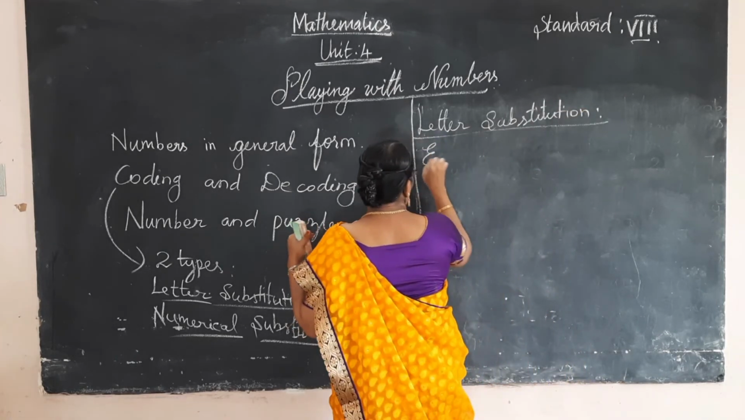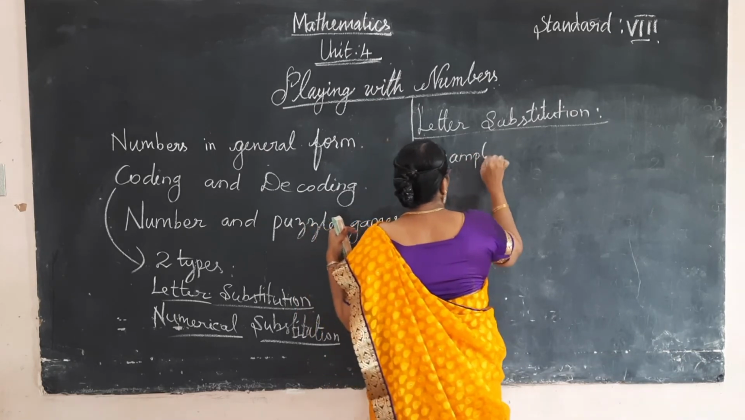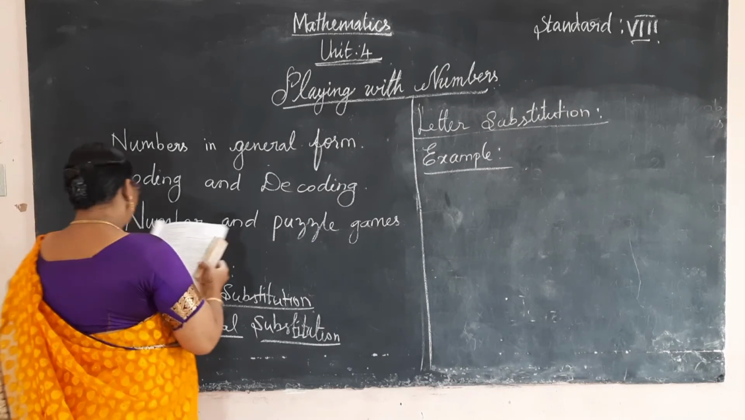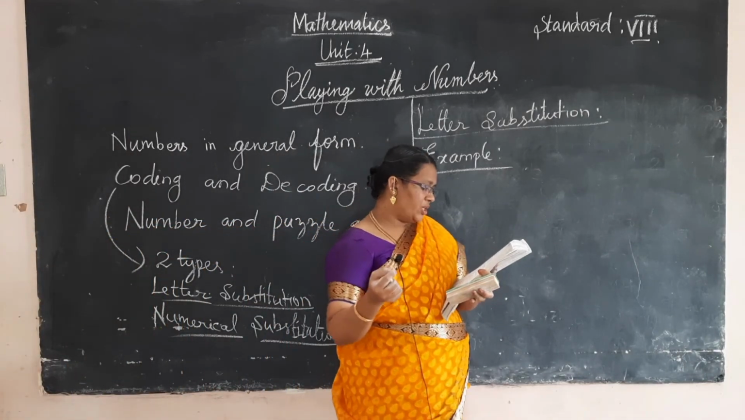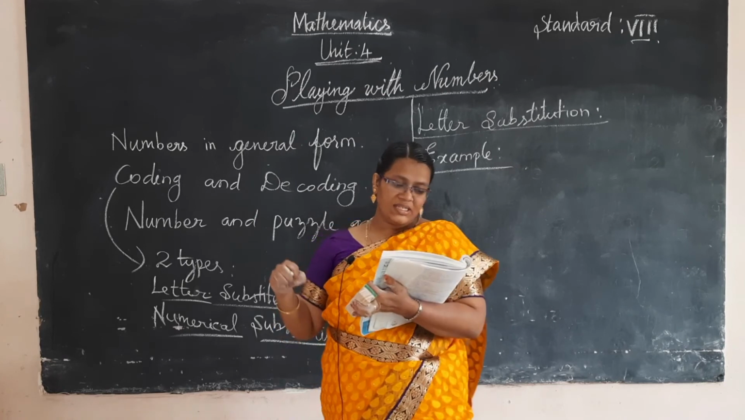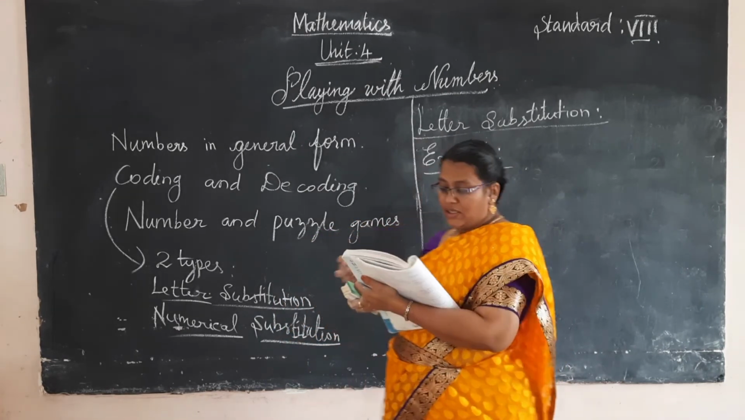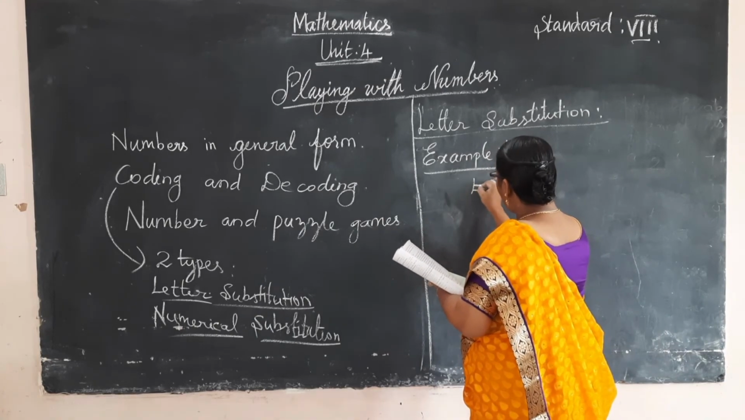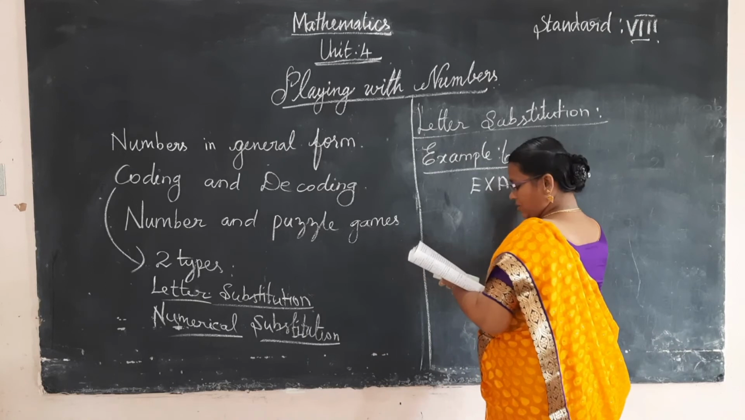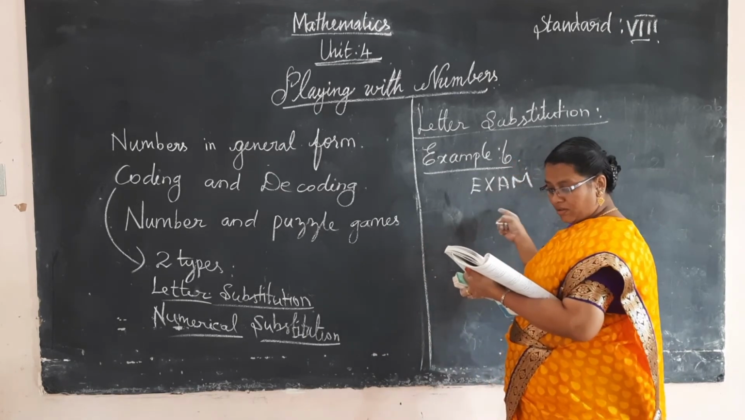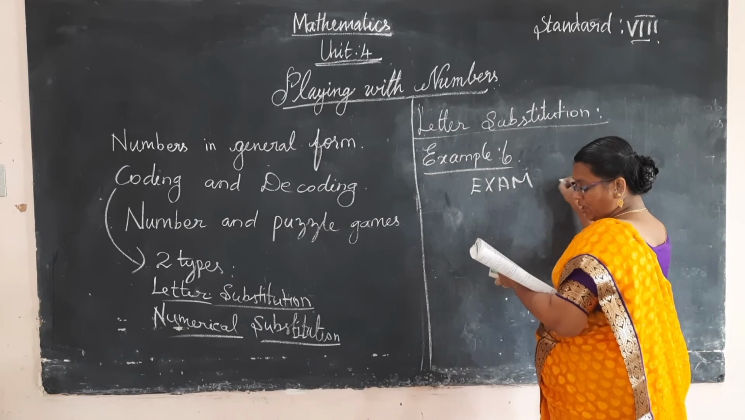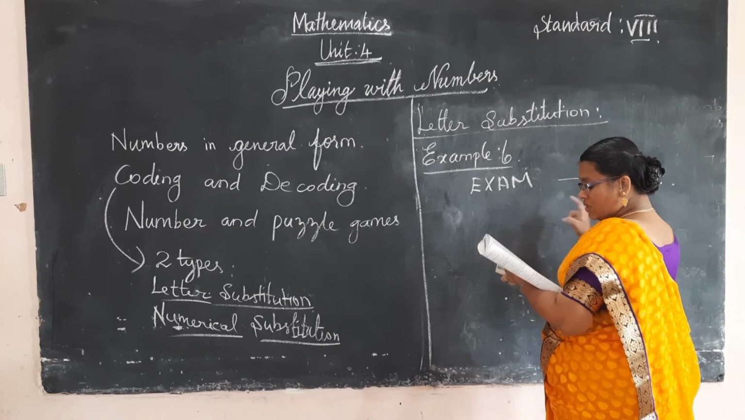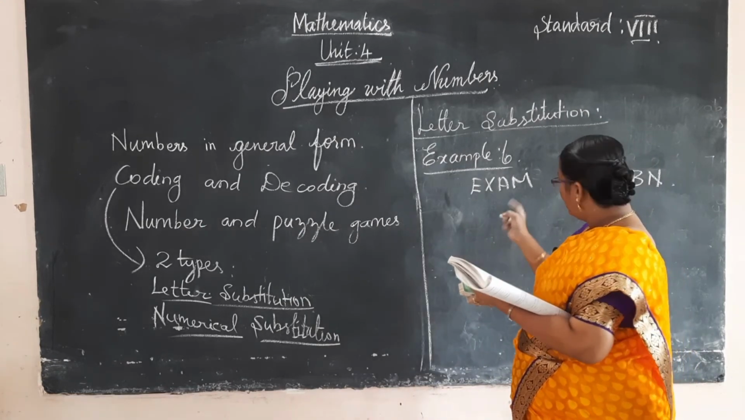See the example for the letter substitution method. Using a simple substitution code, the word exam is written as FYBN. Using the same code, decode the word.